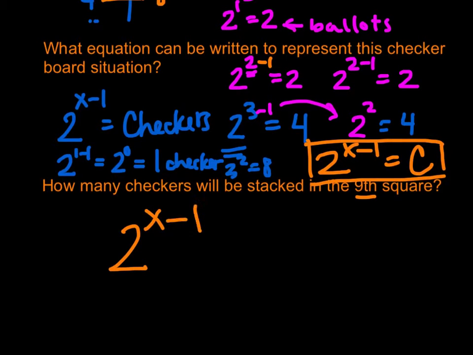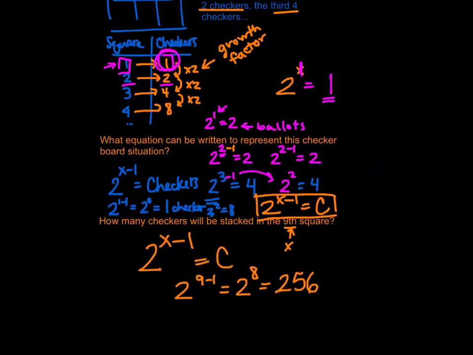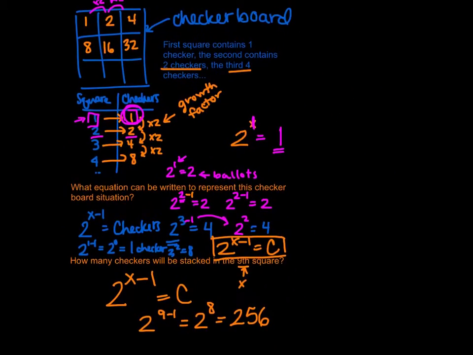2 to the x minus 1 is equal to the number of checkers. And we want to figure out the 9th square, so that is our x value. So we can say 2 to the 9 minus 1 will equal 2 to the 8th power. And 2 to the 8th power is equal to 256. So I'm going to zoom out a little bit so we can see our checkerboard and see everything else. We started out 9 squares ago with just 1 checker. And then suddenly that checker after 9 squares has become 256.